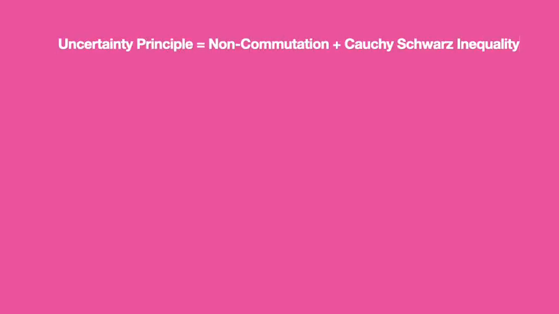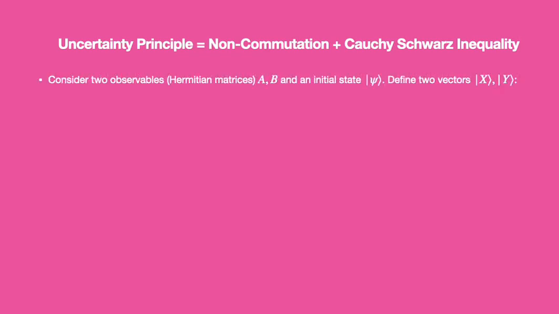So let us consider two observables, Hermitian matrices for us, A and B. And let's say we have an initial quantum state psi. Now we're going to do a bit of algebra just to get to the uncertainty principle. And we're going to use two main ingredients, non-commuting observables and the Cauchy-Schwarz inequality.